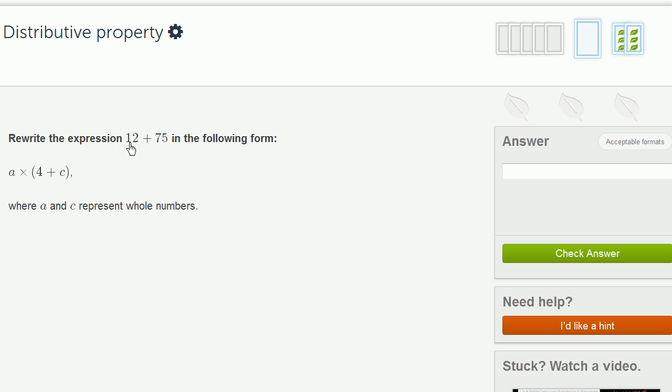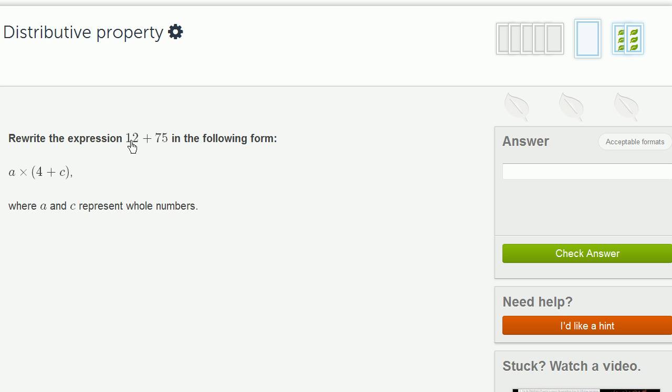Rewrite the expression 12 plus 75 in the following form: A times 4 plus C, where A and C represent whole numbers. Now, this might look complex, but they're really asking us to factor out an A out of this expression right over here, seeing how much we can factor out so that one of these two numbers becomes a 12, or becomes a 4. So let's think about how to do that.